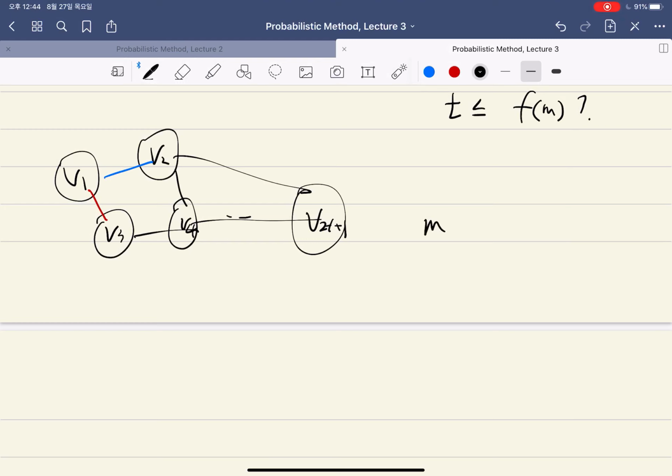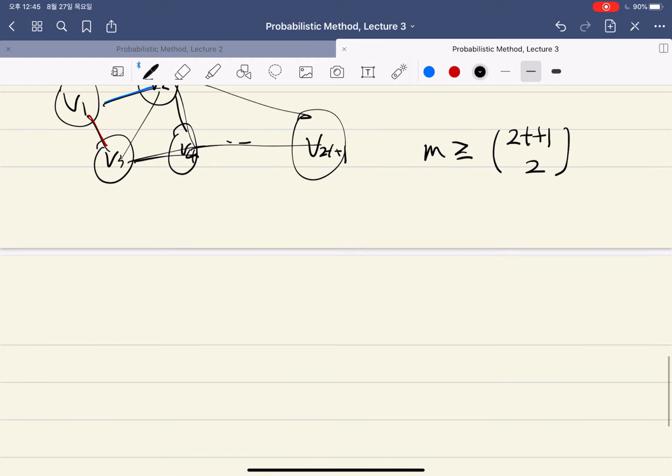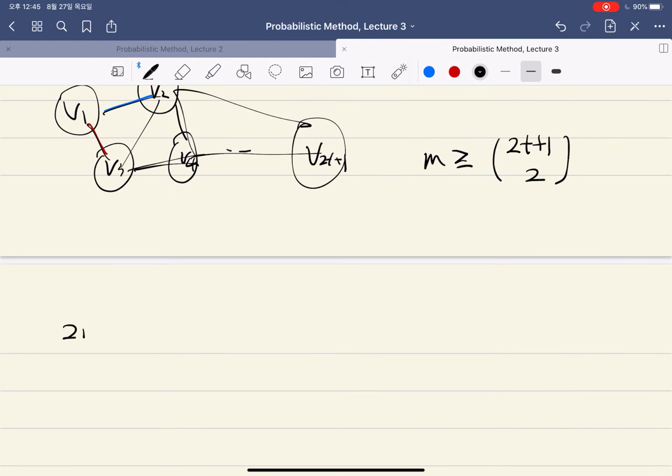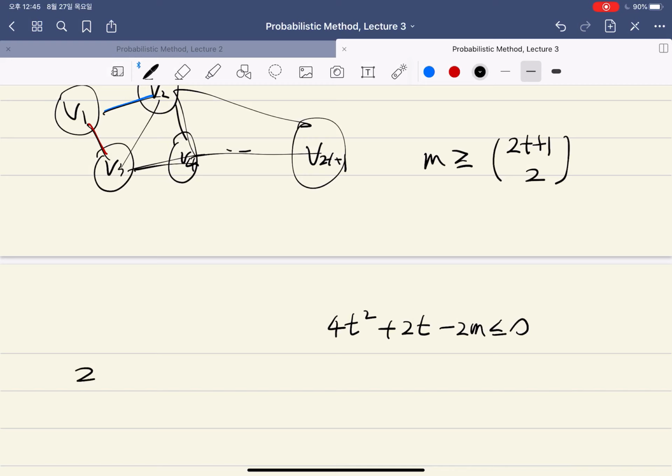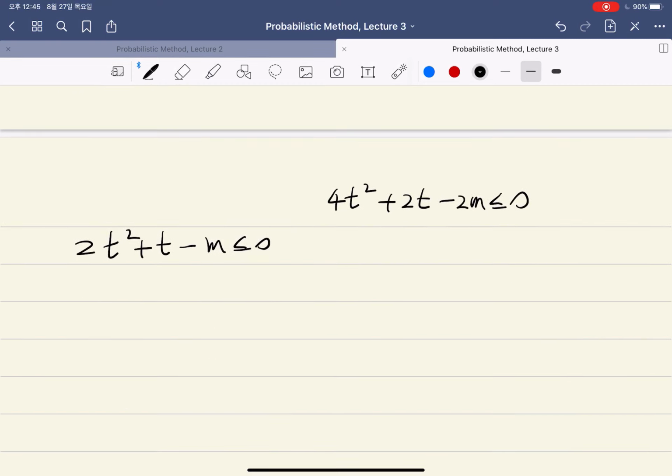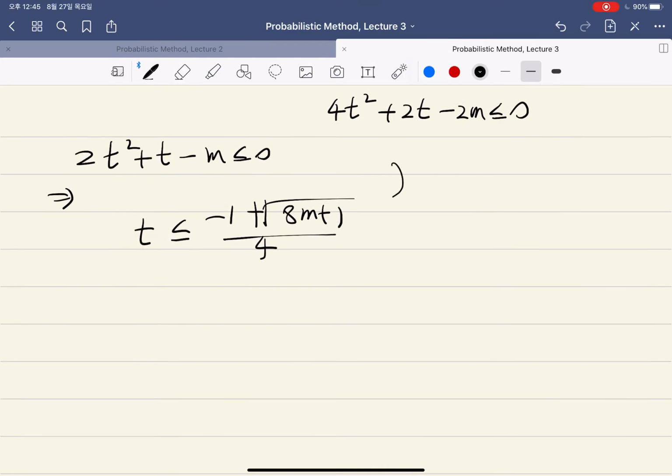So we have this bound. So the number of edges must be at least (2t+1 choose 2). Because there are 2t+1 independent sets, and between every two independent sets, there should be at least one edge in an optimal coloring, if we take an optimal coloring. So how does that say? This says (2t+1) times 2t, that is 4t squared plus 2t, over 2, minus m is non-positive. So 2t squared plus t minus m is non-positive. This actually implies that t is at most (-1 + sqrt(8m+1))/4. This is just a quadratic equation, so you can solve it.